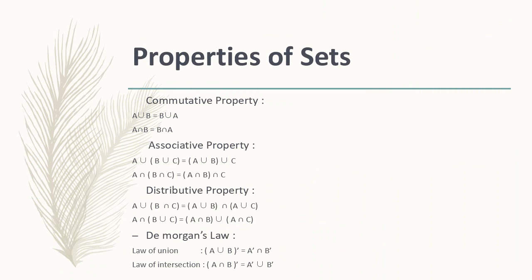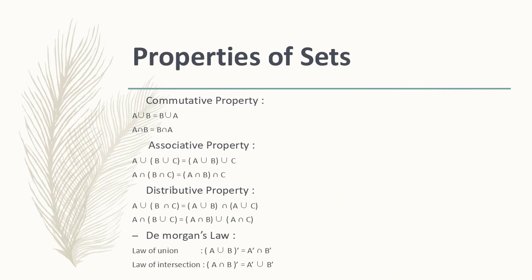Properties of sets. There are simple properties: commutative property, associative property, and distributive property. Here in the commutative property we just write A union B equals B union A, or we can also write A union C or C union A. In the associative property we have three sets: A union (B union C) equals (A union B) union C. In the distributive property we use both union and intersection. As we can see, A union (B intersection C) equals (A union B) intersection (A union C).